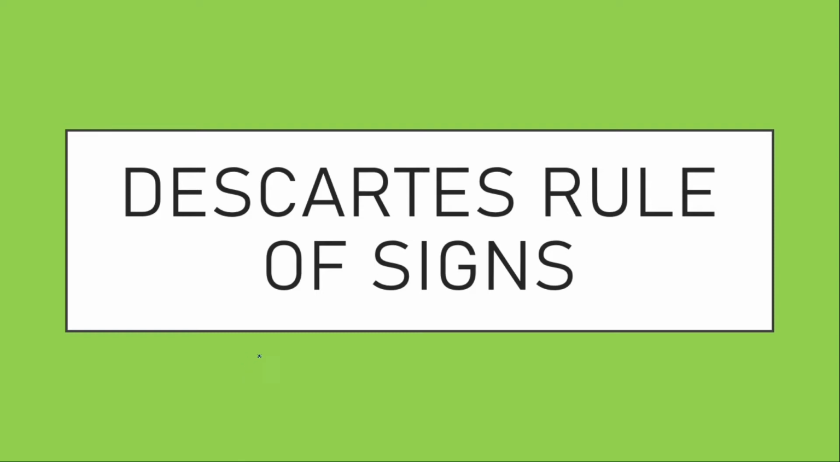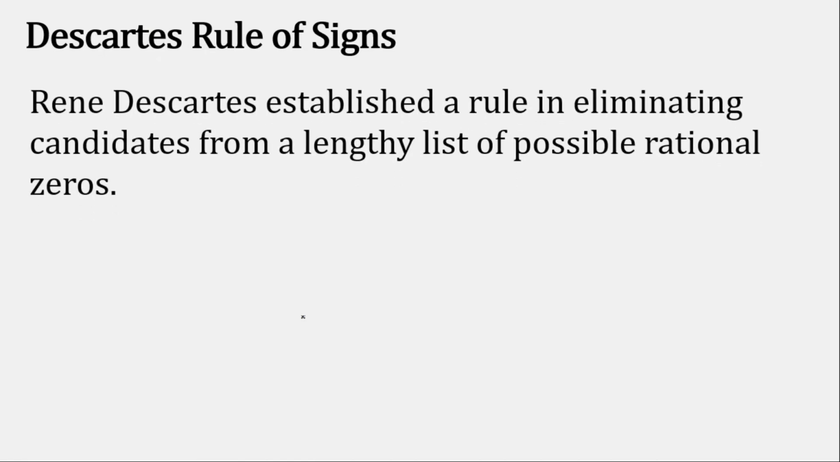Today we're going to tackle Descartes' rule of signs. To know the use of Descartes' rule of signs, René Descartes established a rule for eliminating candidates from a lengthy list of possible rational zeros. On our previous video about the rational zeros theorem, we tackled how to get the possible values of x, or the possible rational zeros.